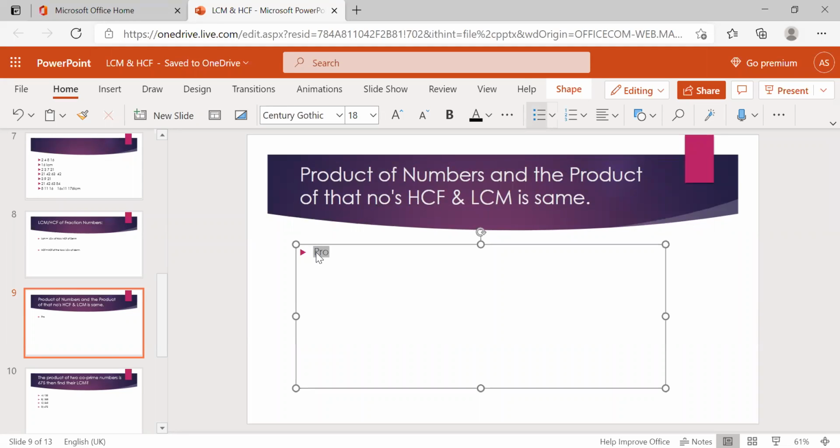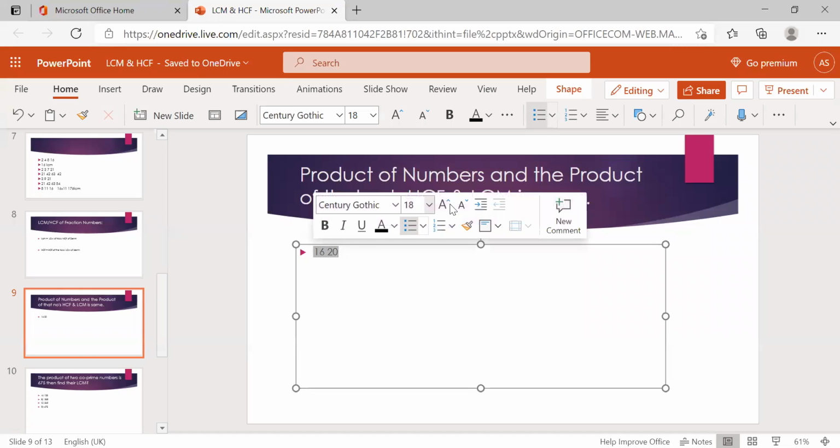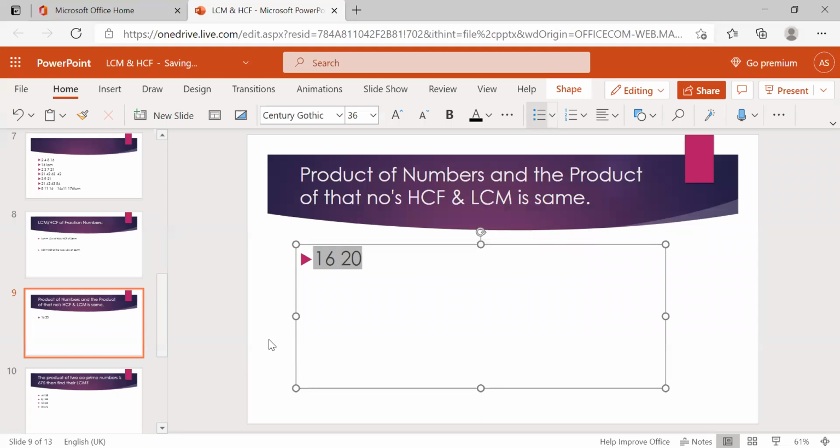For example, take 16 and 20. What's the product of these two numbers I've given here? Now give me the answer, man. Give me the answer. What's the product of this?